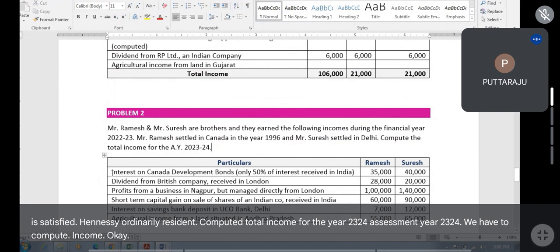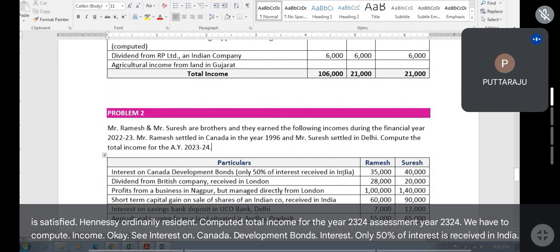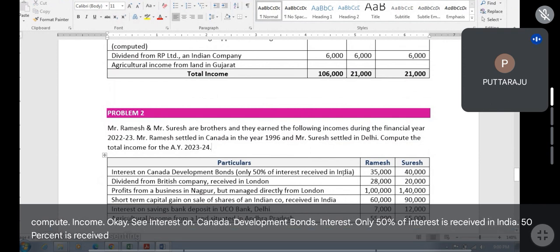See. Interest on Canada development bonds. Only 50% of the interest is received in India. 50% is received in India. Another 50% is received in Canada only.